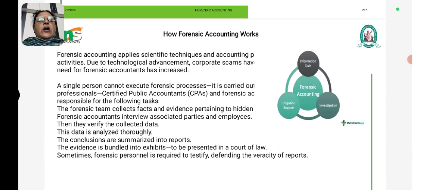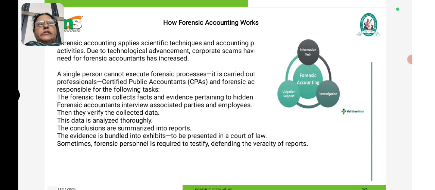So let us see how forensic accounting works. Forensic accounting applies scientific techniques and accounting activities. Due to technological advancement, corporate scams have increased, and so has the need for forensic accountants. A single person cannot execute the forensic process. It is carried out by professionals, certified public accountants and forensic accountants, responsible for the following tasks. A forensic team collects facts and evidence pertaining to the fraud, and interviews associates, parties and employees. Then they verify the collected data, analyze it thoroughly, come to a conclusion, and prepare a report.